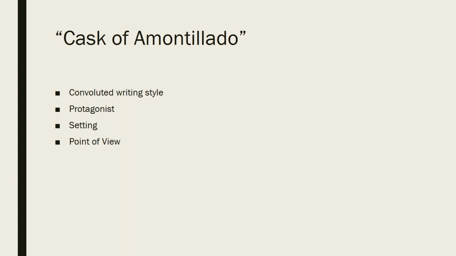So just some overview points about The Cask of Amontillado. Edgar Allan Poe is known for his convoluted writing style. He's writing in the early 1800s, so already at that time they were writing very poetic, they like to use big words a lot. But even more so, he uses foreign phrases, he uses big words. You may have to look up some of the words to find out what they mean.